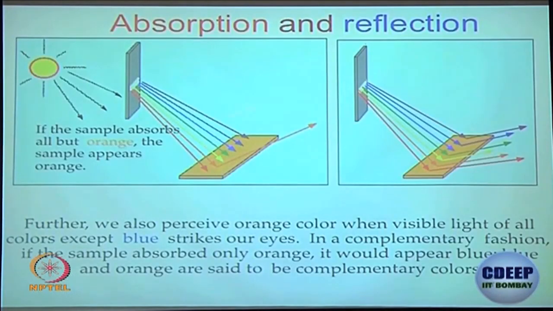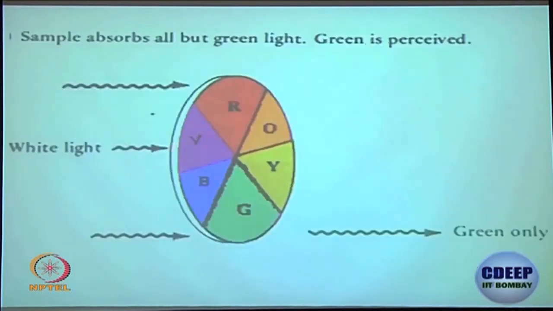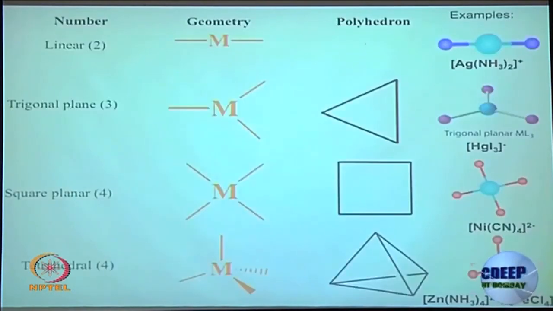Say everything else is absorbed except orange, so we see orange. Everything else didn't get absorbed, only blue gets absorbed, so we see orange. So this sort of complementarity is there. For example, over here we tried to show that the sample absorbs all but green light. Everything else is absorbed except green light, so you see green. These are pretty fundamental things you have studied before.